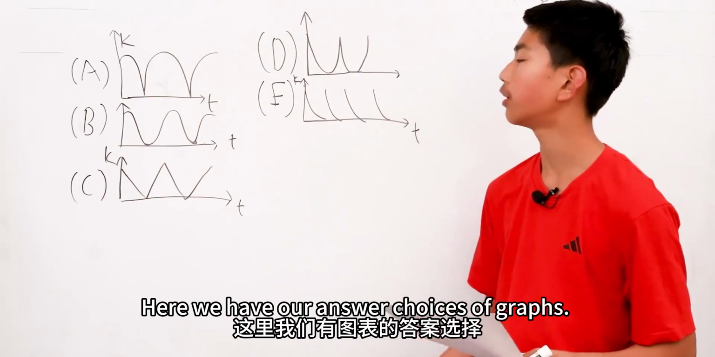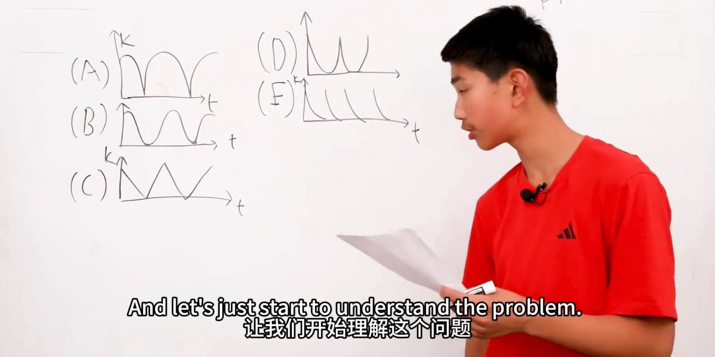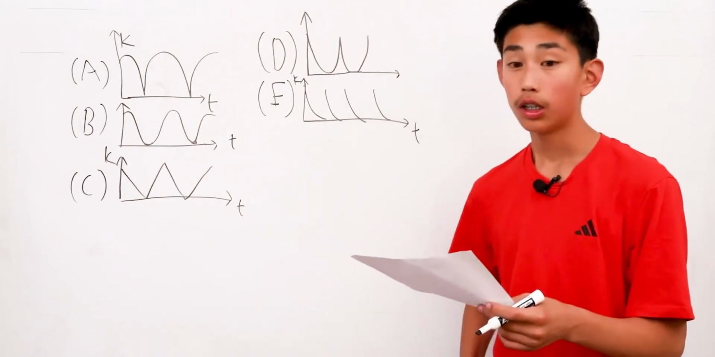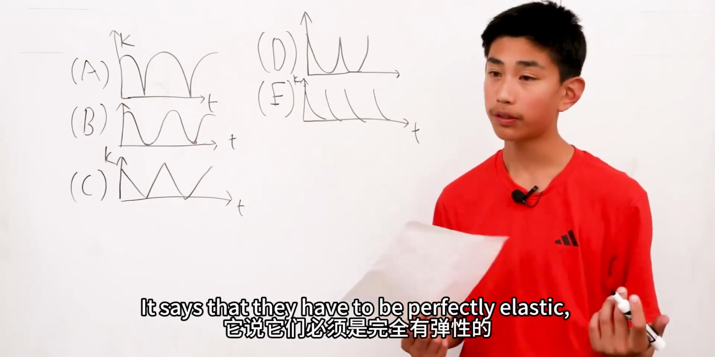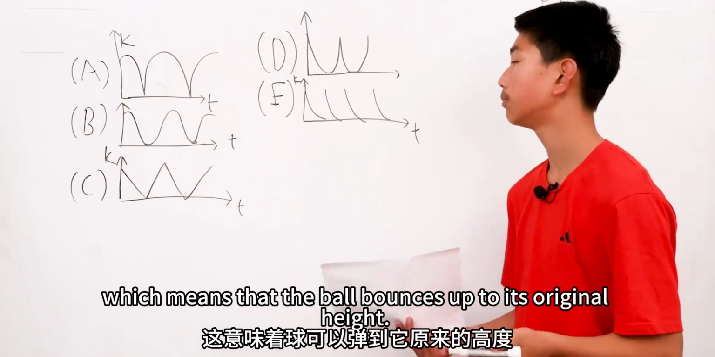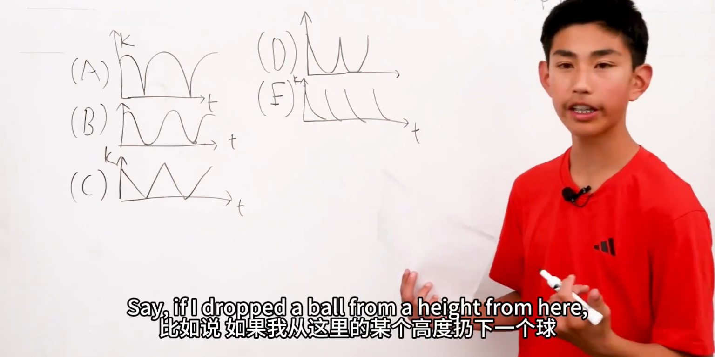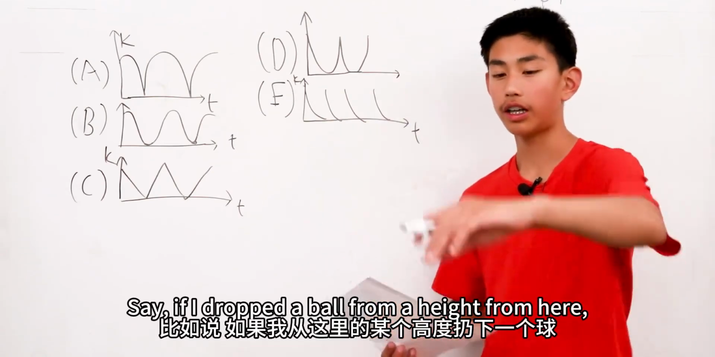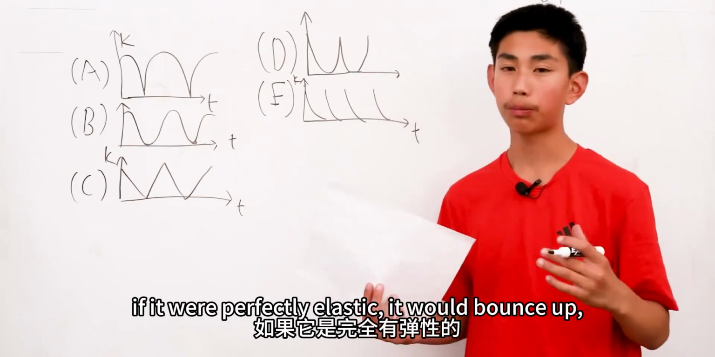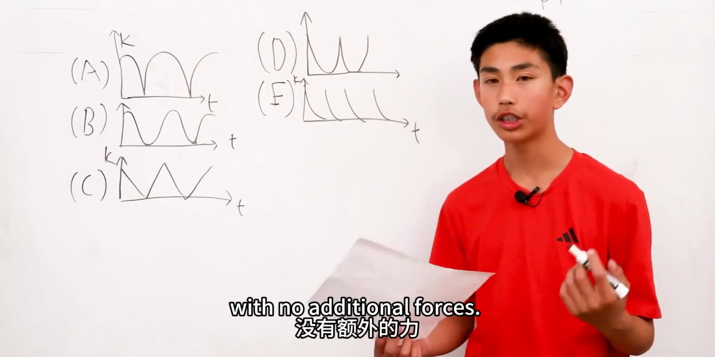So here we have our answer choices of graphs. And let's just start to understand the problem. It says that they have to be perfectly elastic, which means that the ball bounces up to its original height. So, say if I dropped a ball from a height from here, if it were perfectly elastic, it would bounce up to my hand with no additional forces.